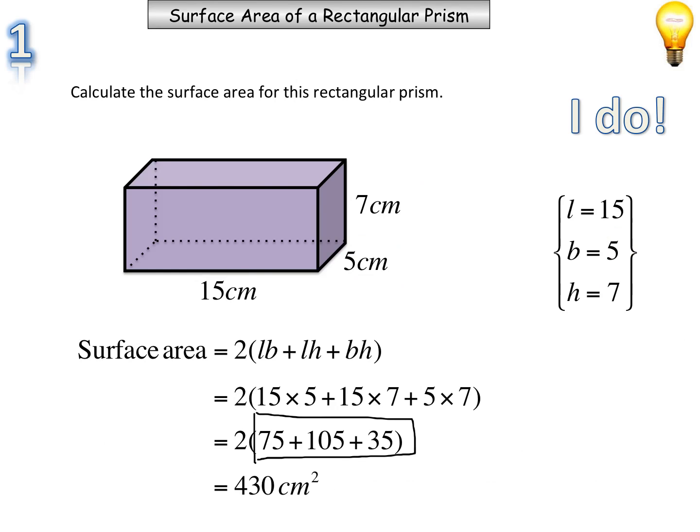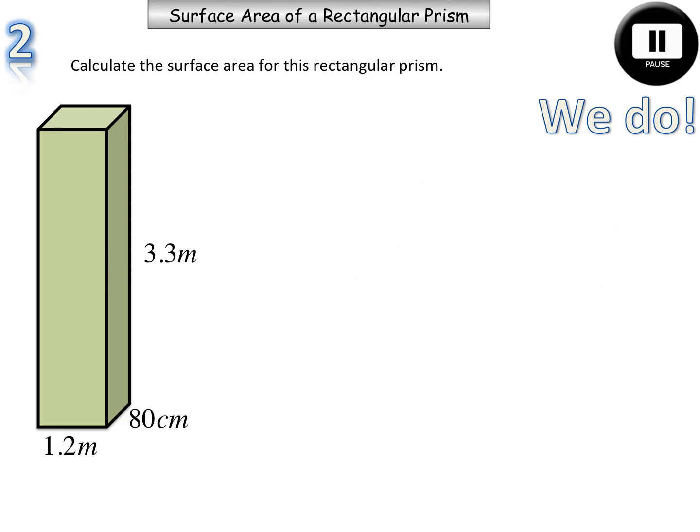Okay, let's have a look at another question. Calculate the surface area for this rectangular prism. Just pause the video. Make a quick note that not all measurements are the same. Some are in meters, some are in centimeters, so you'll have to convert them all to the same units before you substitute. Have a go at that, and then we'll see how you went.